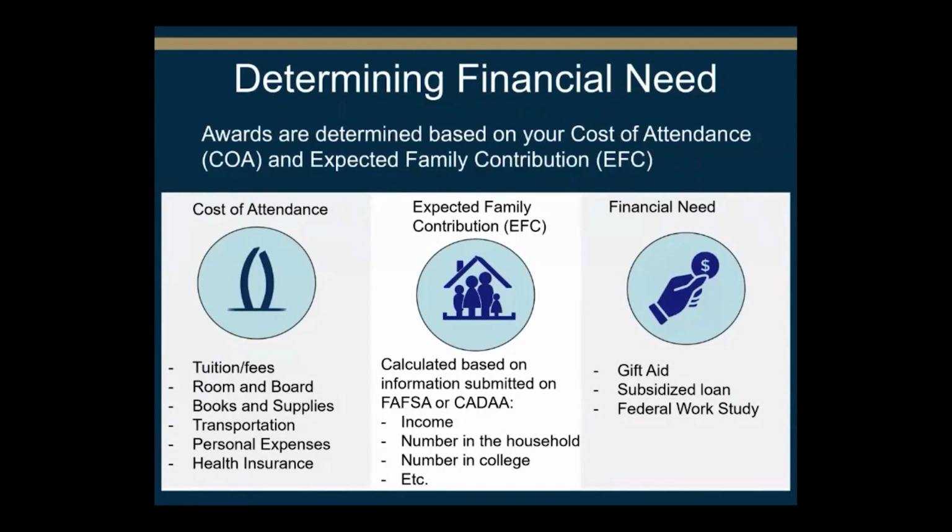So, determining your financial need. Your financial need is determined by your cost of attendance minus your EFC. Your cost of attendance is an estimate of your expense to attend the UC for 1 year, which we will discuss in the next slide. Your EFC is based on info submitted on your FAFSA or DREAM Act, which is income, number in household, number in college, assets, untaxed income, etc. What is considered financial need is gift aid, subsidized loan, and federal work study. Therefore, your cost of attendance minus your EFC determines how much of the need-based aid you are eligible for.